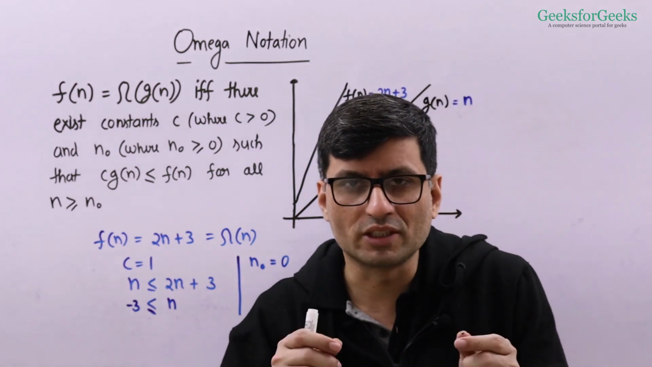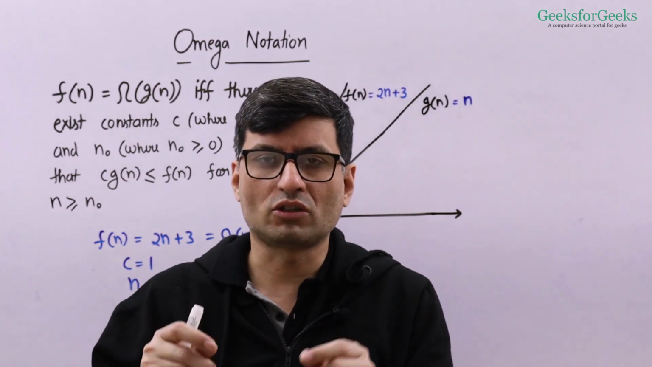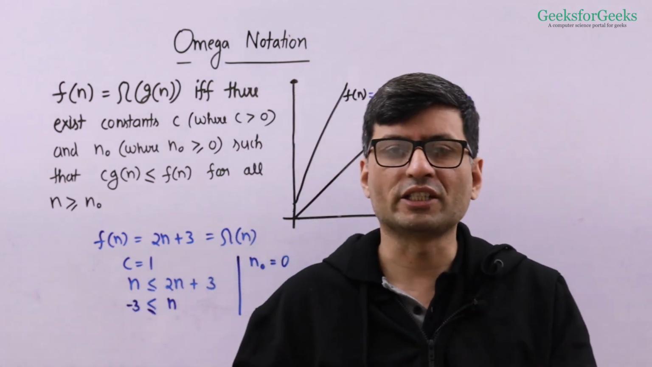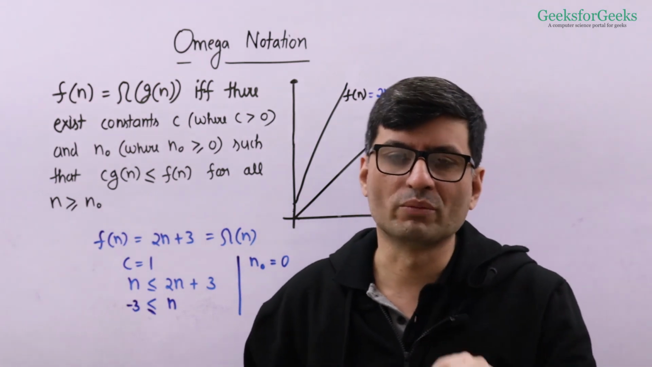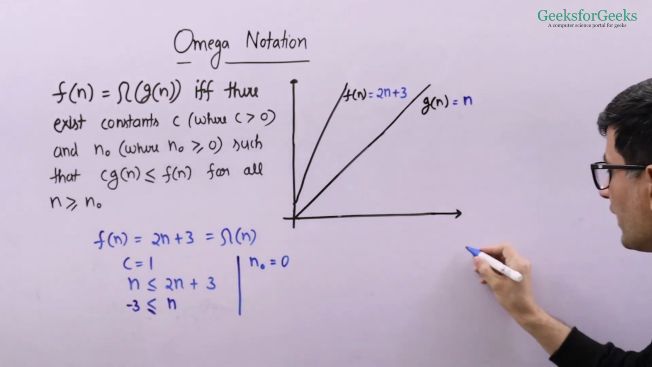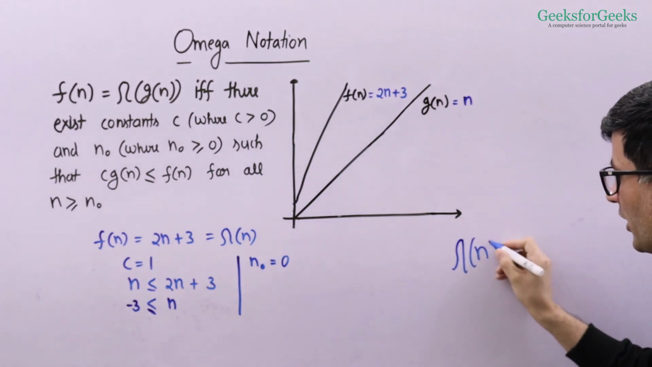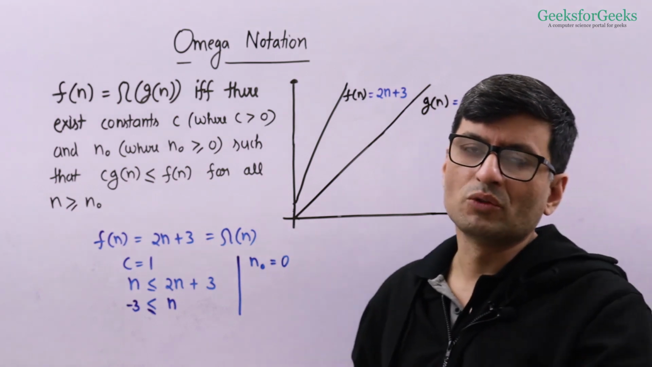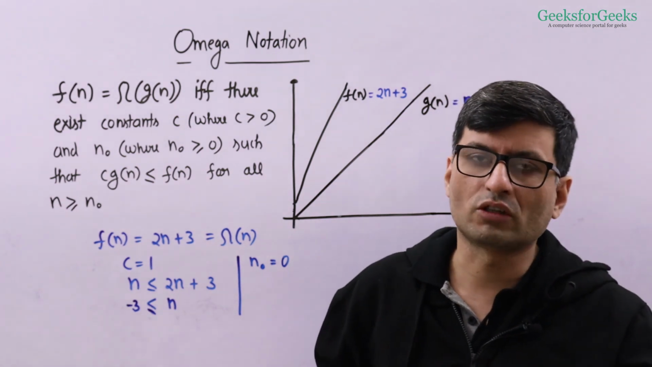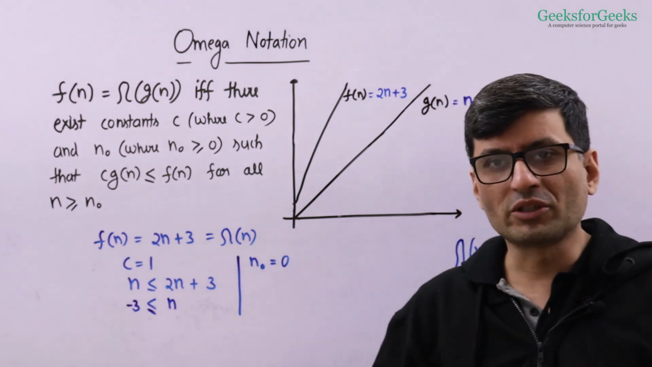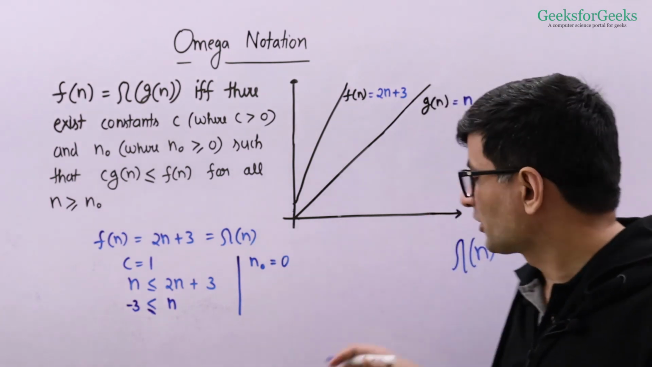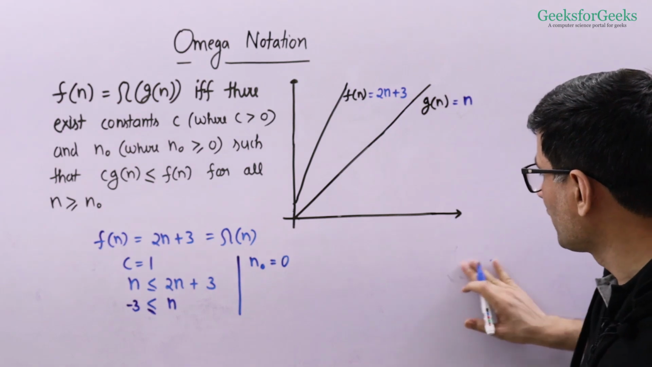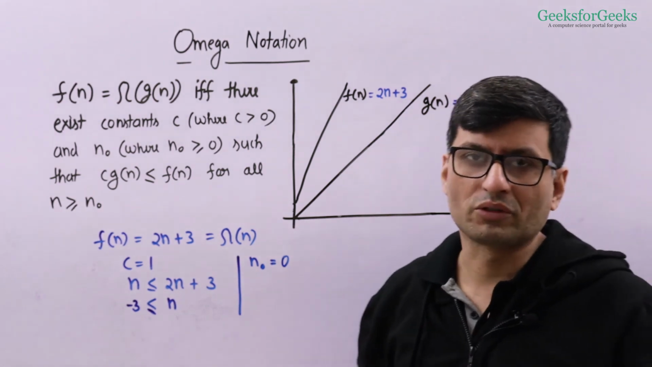Suppose your algorithm is initializing scores of n players, then you can say the time complexity of this algorithm or program is big omega of n. It's going to take at least big omega of n time because there might be a loop which is initializing scores of n people, right? So it's going to take at least linear time, and we don't know the upper bound, right? So big omega notation is useful when you have a lower bound.